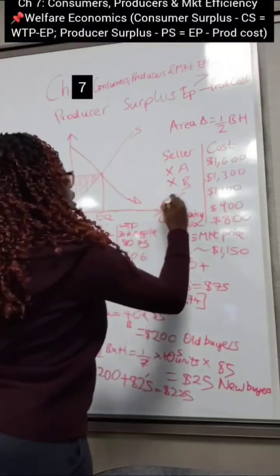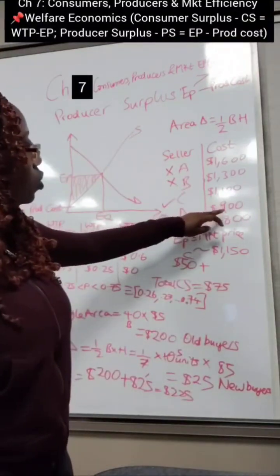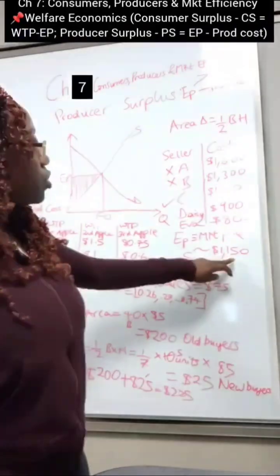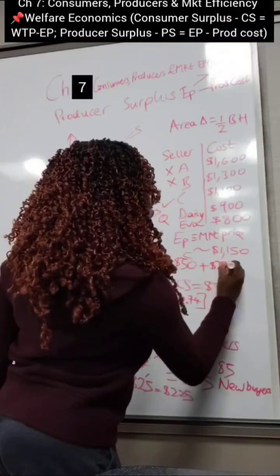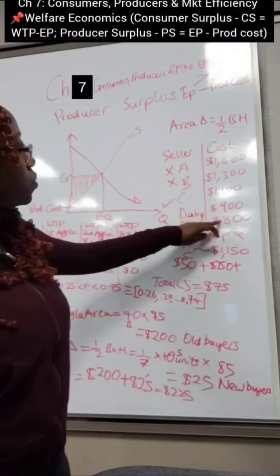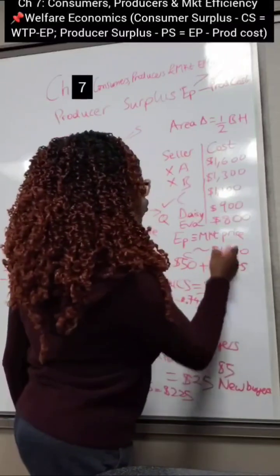And how about seller D? Seller D only spends $900 to produce the good and sells for $1,150, right? So seller D is going to make a profit of $250. How about seller E? Seller E is going to make a profit of $350. So 1,150 minus 800, right?